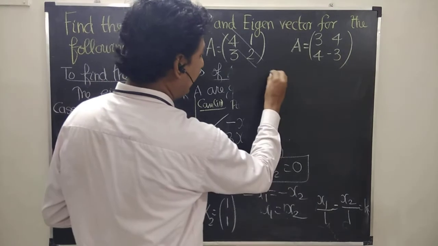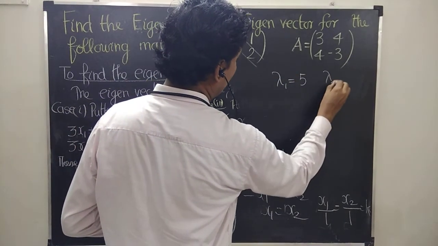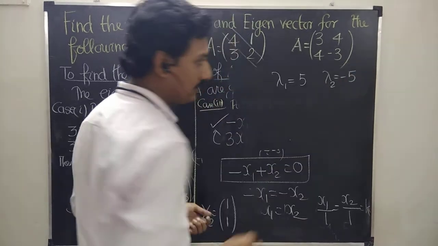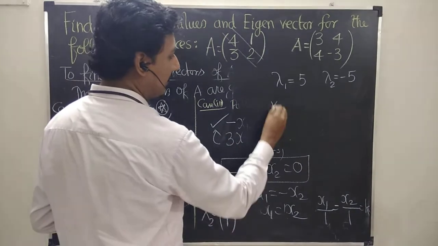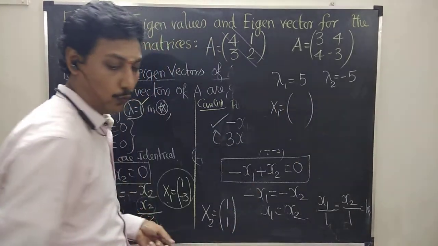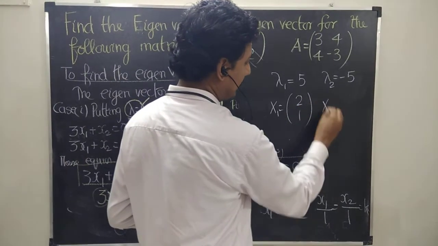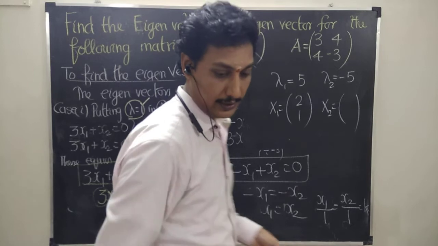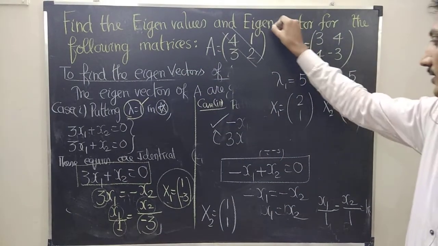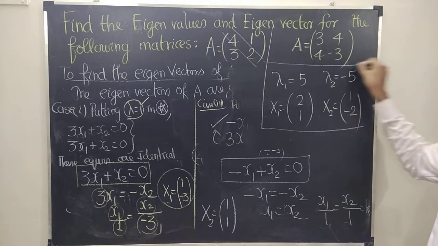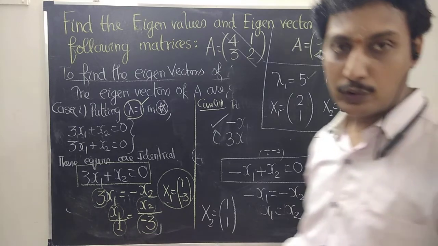The eigenvalues are lambda 1 is equal to 5, lambda 2 is equal to minus 5. Can you check the answer? The corresponding eigenvectors are x1 is equal to 2, 1, and x2 is equal to 1, minus 2. So kindly check this answer. This is the second sum. What is the answer? Lambda 1 equal to 5 and lambda 2 equal to minus 5.